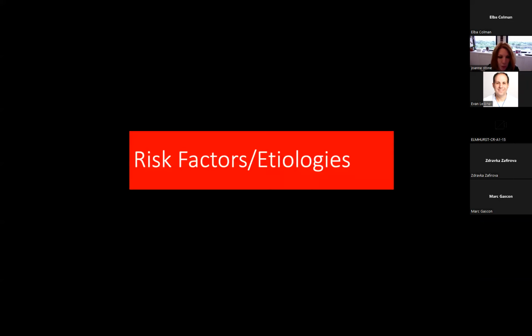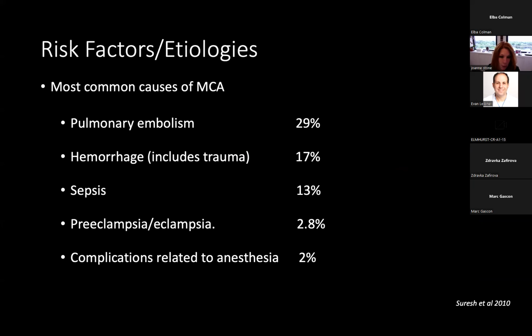So in terms of risk factors and etiologies for maternal cardiac arrest, some of the most common is pulmonary embolus. This data comes from a review from the United States and the UK. About 30% hemorrhage, about 17% sepsis, and then lower, preeclampsia, eclampsia, and complications related to anesthesia.